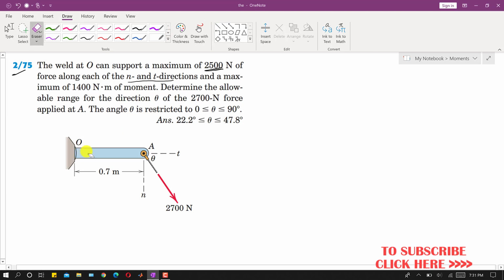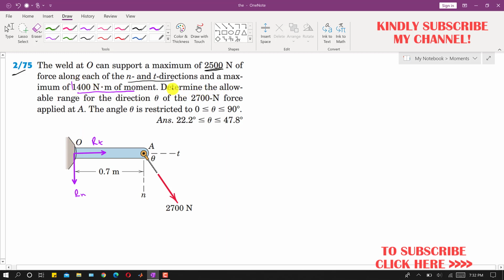So we can say that here is a force which is acting in the T direction, let's say this is RT, and let's say that there is another force which is acting vertically downward, and let's say this is RN, right? It is further said that it supports a maximum of 1400 Newton meter of moment, right? So the moment at point O cannot be greater than this 1400 Newton meter, right?